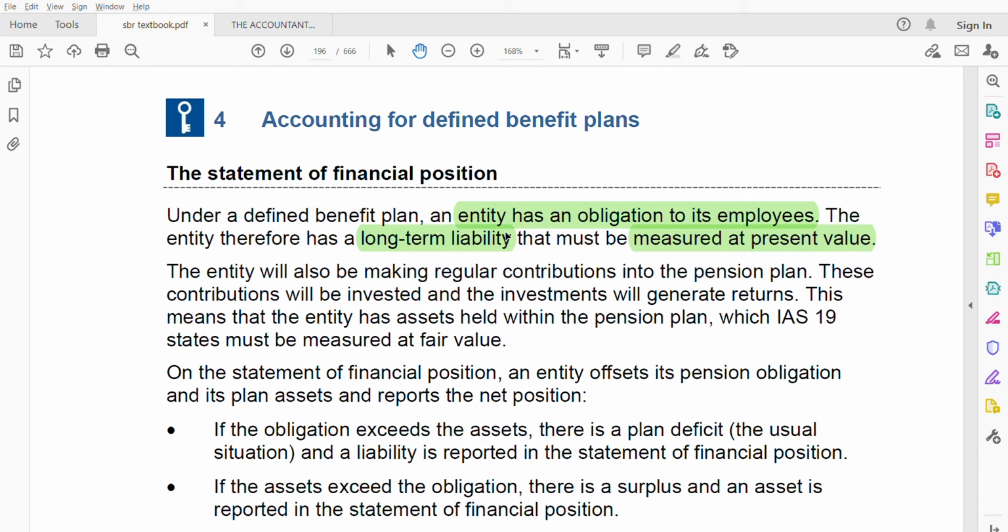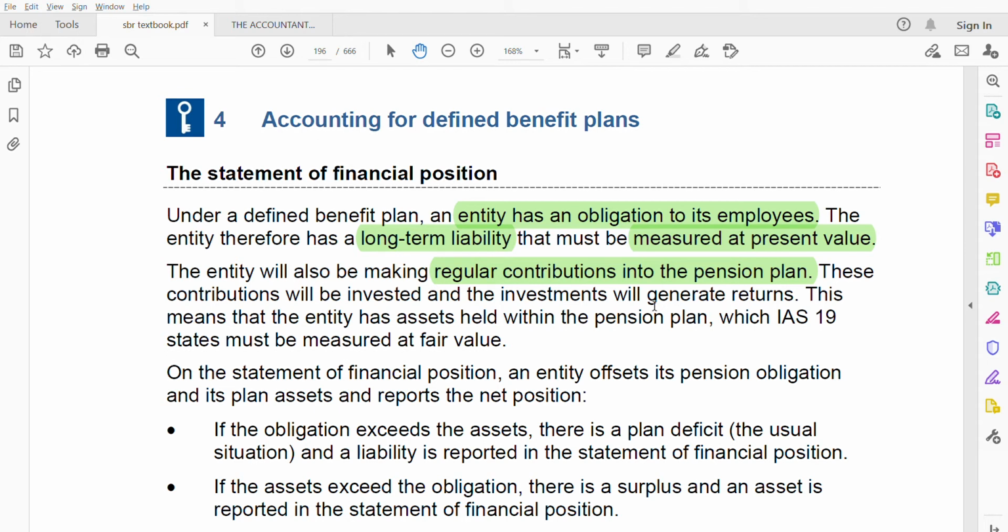Okay. The entity will also be making regular contributions into the pension plan. Yes, there is a long-term liability, but apart from that they will also make regular contributions into the pension plan because they have the obligation. Remember, this is not a fixed contribution. So they have to make regular contributions into the pension scheme. These contributions will be invested and the investments will generate returns. So this means that the entity has assets held within the pension plan, because they're generating returns from it.